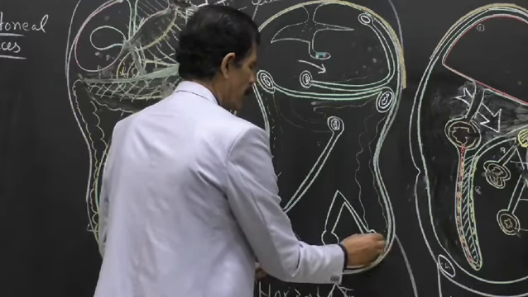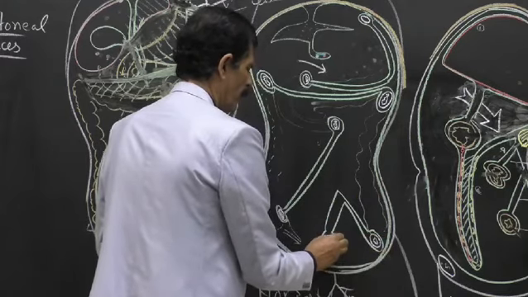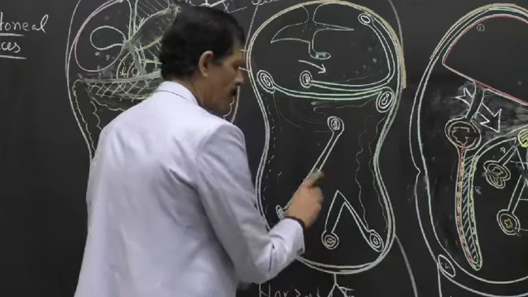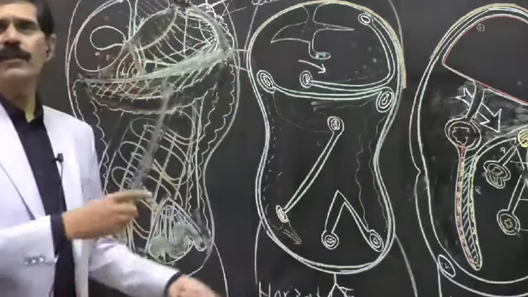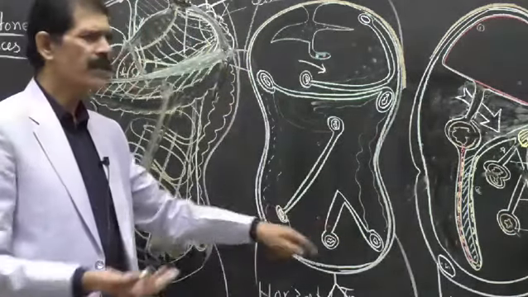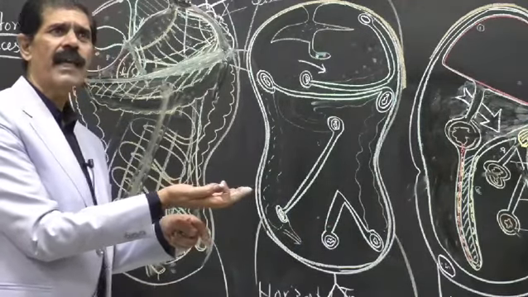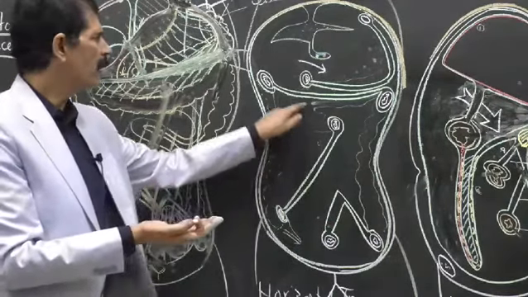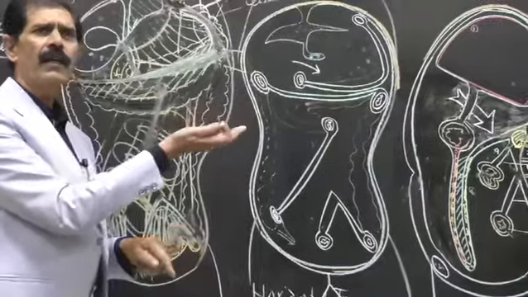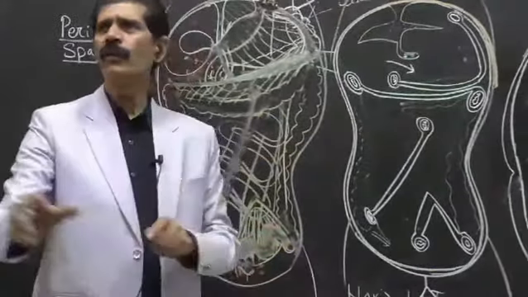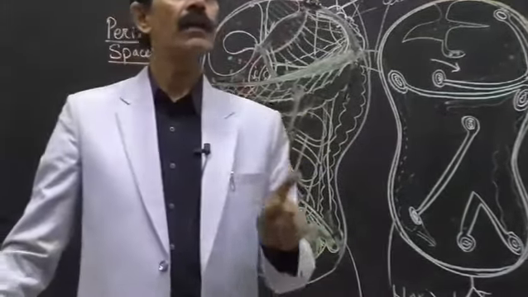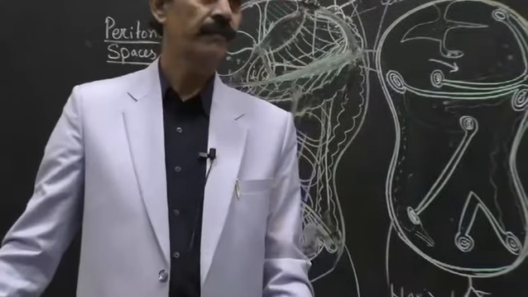So this is the diagram after the removal of the sigmoid mesocolon. Is it clear? The inverted V is visible. So these two ends, what do they show? From where we have cut with the scalpel. All these two lines are showing our cut of the scalpel to remove the movable organs from the abdominal cavity.